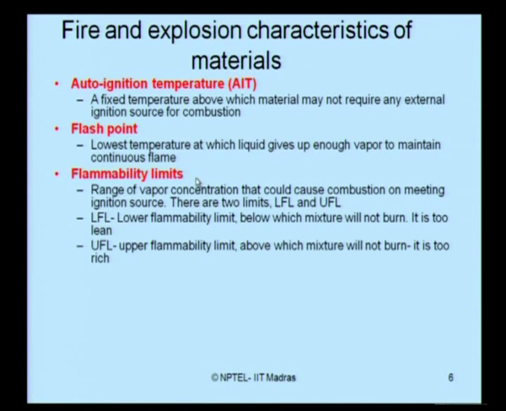Flammability limits are some essential characteristics of ignitable materials. There are 2 flammability limits, what we call the lower flammability limit and the upper flammability limit. The range of vapor concentration that could cause combustion on meeting an ignition source is what we call the flammability limits. Basically it is the range of vapor concentration between the 2 respective limits, namely the lower flammability limit and the upper flammability limit.